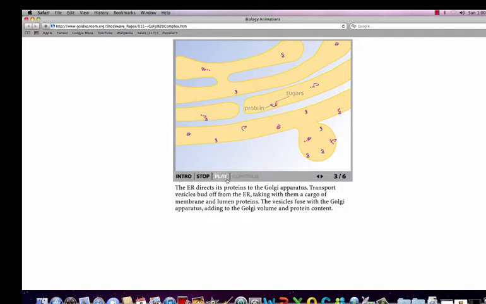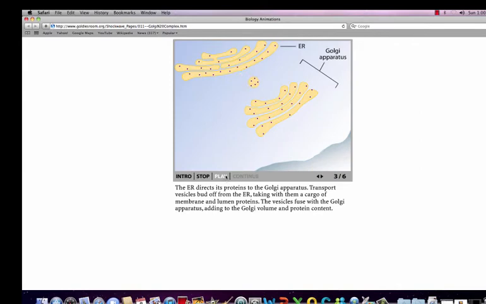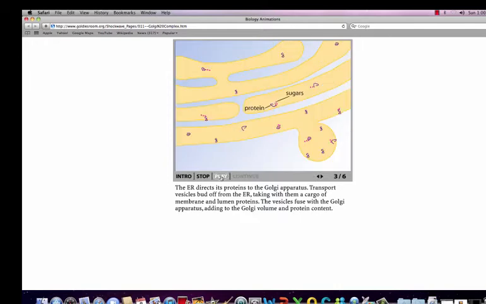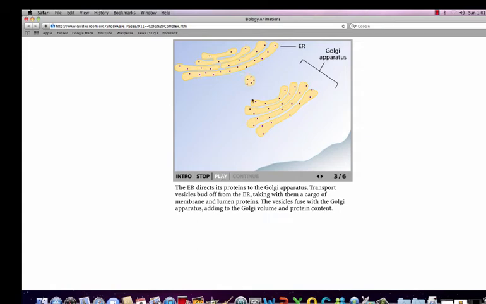Let's continue. So now, let's take a look at what happens when that vesicle is transported to the Golgi. Did you see it? And then it fused with the Golgi. See if we can go back. Allow you to see that one more time. So you see this vesicle fusing with the Golgi. And of course, it's bringing with it these modified proteins. So these vesicles, they're fusing with the Golgi, and now it's adding to the volume of the Golgi, and of course, adding protein content.